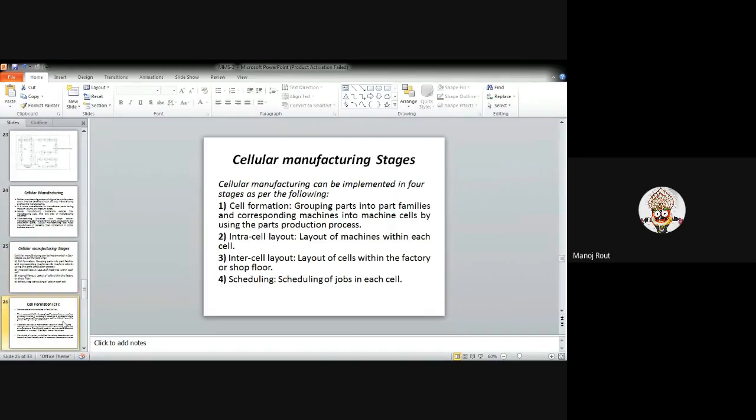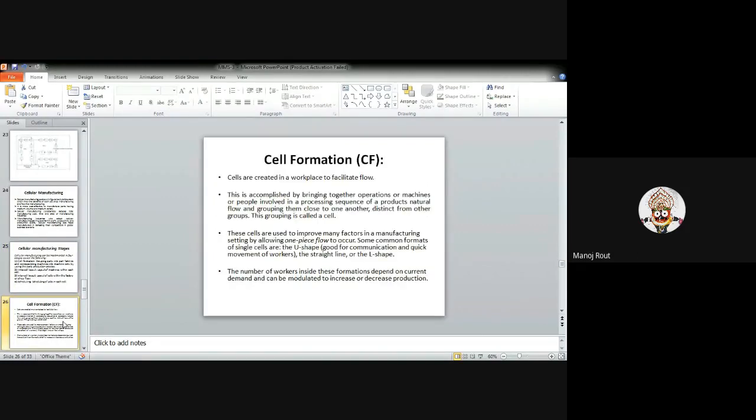So going to the next one, cell formation. As per the definition, cells are created in a workplace to facilitate flow of materials, and this is accomplished by bringing together operators, machines, or people involved in the process sequence of a product in natural flow, and grouping them close to one another and distinct from other groups. This grouping is called a cell.